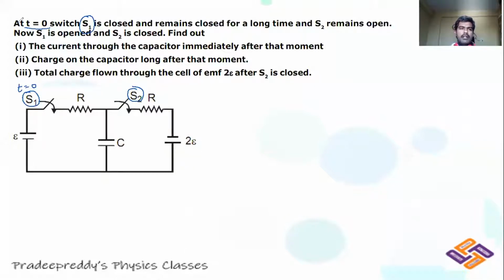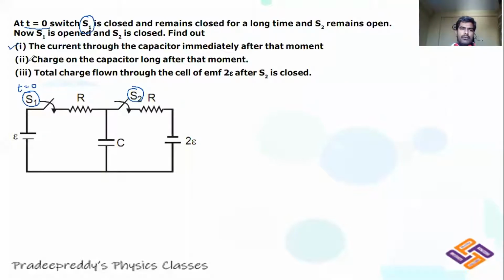So in the question, it is mentioned that initially switch S1 is closed and S2 is open. After a long time, S1 is opened and S2 is closed. Now you are supposed to find the current through the capacitor immediately after that moment. That means when S1 is opened and S2 is closed, what is the current in the circuit? That is question 1 you are supposed to find.